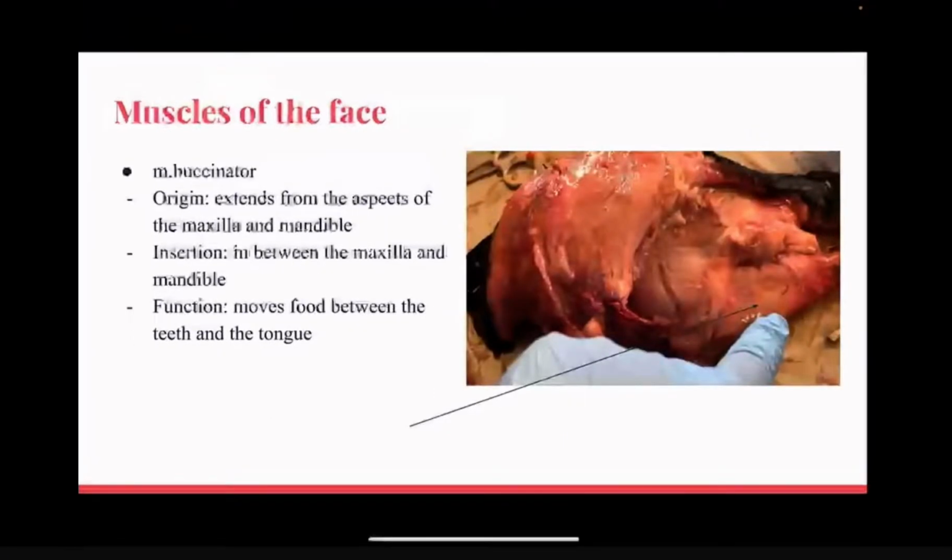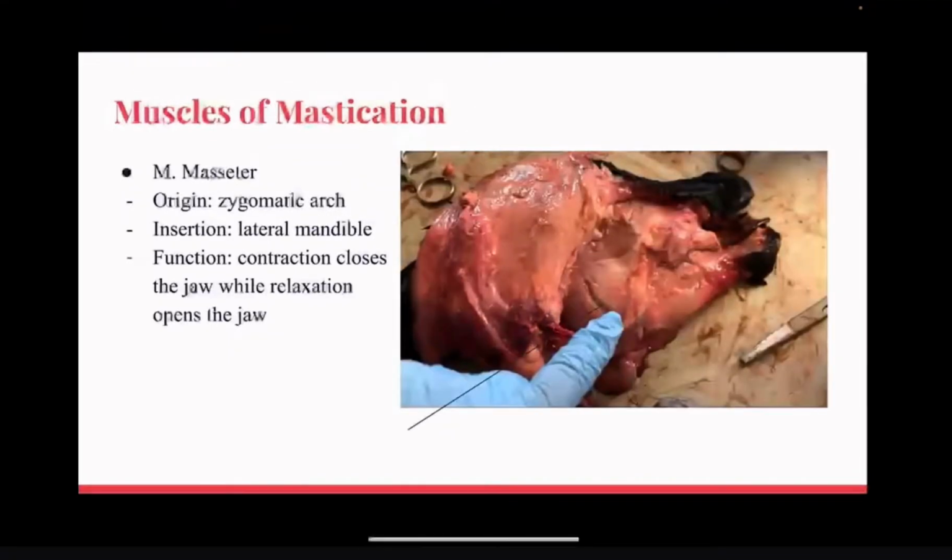The buccinator originates from aspects of the maxilla and mandible and inserts between the maxilla and mandible, and its function is to move food between the teeth and the tongue. The masseter originates on the zygomatic arch and inserts on the lateral mandible, and while it contracts, it closes the jaw, and when it relaxes, it opens the jaw.